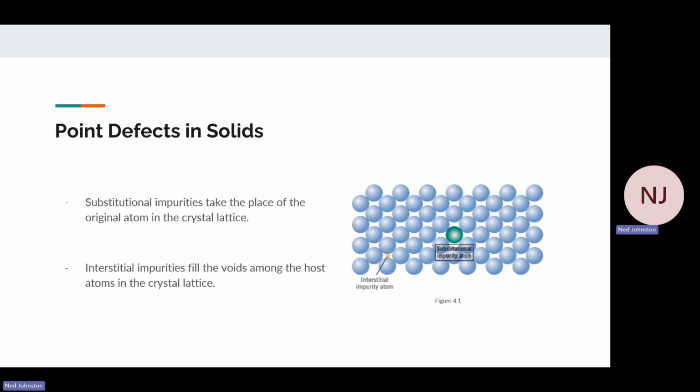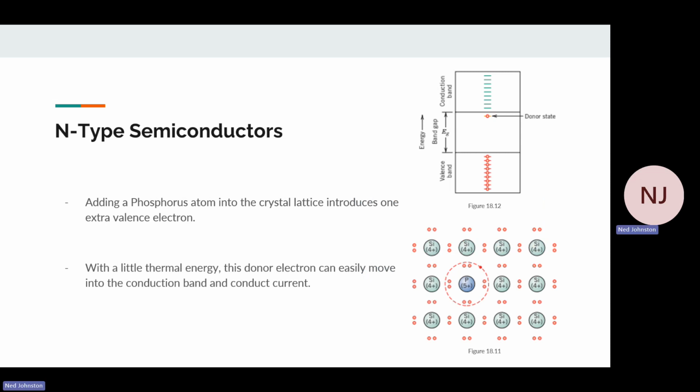By themselves, pure semiconductors are not that useful. To make them more functional, you have to add impurity atoms into the crystal lattice. We learned about this in Chapter 4, Imperfections in Solids, with a concept known as doping. For example, in silicon, you can add a small number of phosphorus atoms. Phosphorus is similar enough to silicon, so it easily fits into the crystal lattice, but it brings with it one extra valence electron. So with a bit of thermal energy, these electrons can jump into the conduction band and conduct current. Since most of the charges that can move in this type of semiconductor are electrons, which are negative, this semiconductor is called N-type.